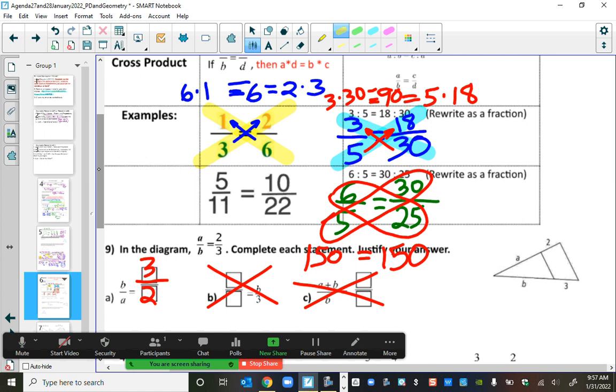That's similar. Then there were some of these problems where they're written with a colon. With the colon, we write them as a fraction. Then you do your cross multiplying. So that's what we're going to do. We do our cross multiplying, and then after we do that, check to make sure both sides are true.